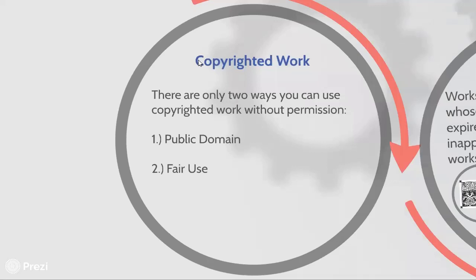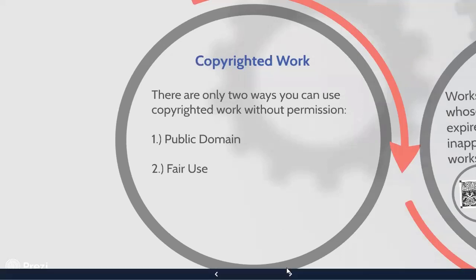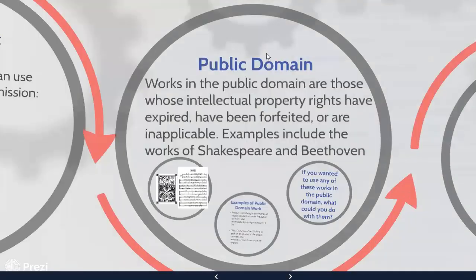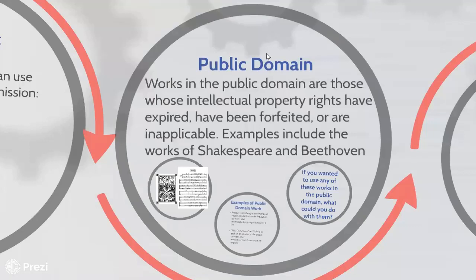Number 1, it's public domain. And number 2, fair use. What do we mean by public domain? Works in the public domain are those whose intellectual property rights have expired, meaning they are too old. All people have access to them, such as old novels, old music by Beethoven, and so on.